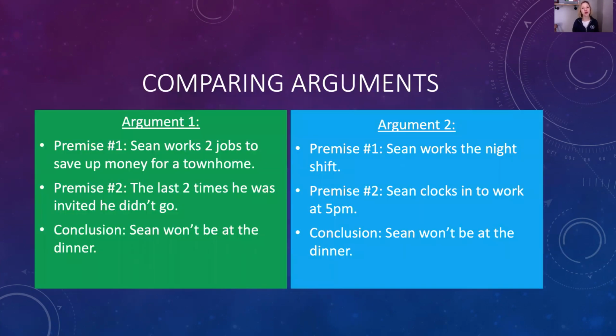Now let's compare these two arguments that Kendall is making. Argument number 1. The first premise is Sean works two jobs to save up money for a townhome. Premise number 2. The last two times he was invited, he didn't go. So the conclusion is Sean won't be at the dinner. Argument number 2, premise number 1, Sean works the night shift. Premise number 2, Sean clocks into work at 5 p.m. Conclusion, Sean won't be at the dinner. So we have two arguments. One is good, one is better, and they both arrive at the same conclusion.